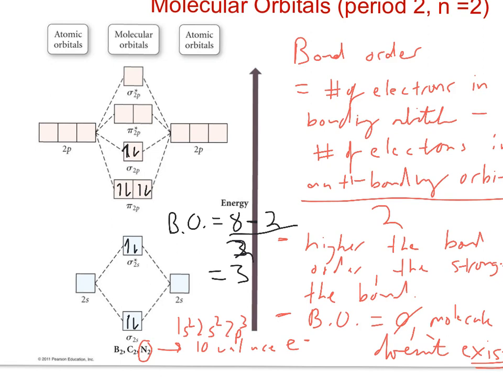And if you draw the Lewis structure of nitrogen, it has a triple bond. So a bond order of 3 is high. That corresponds to a strong bond, and molecular nitrogen has a triple bond. That's an example of how you calculate bond order.